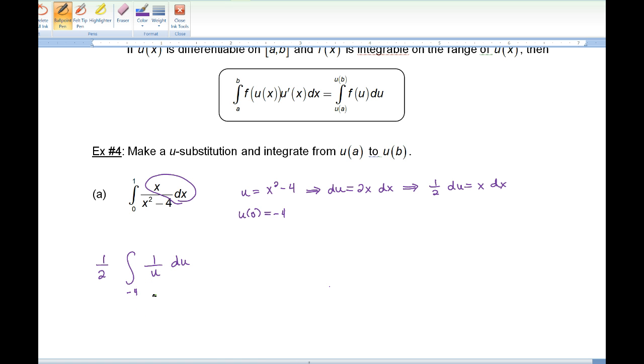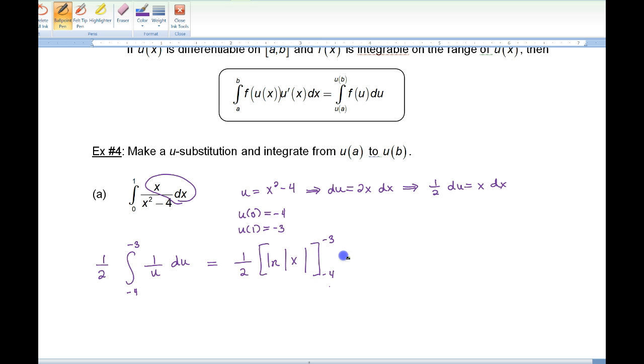So we plug the bounds into u. So what's the upper bound? Do you remember what 1 over u, or u to the -1, is? ln of absolute value. And we want to evaluate this from -4 to -3.